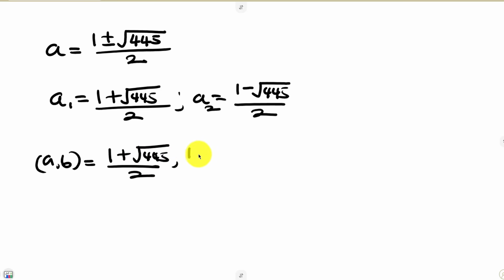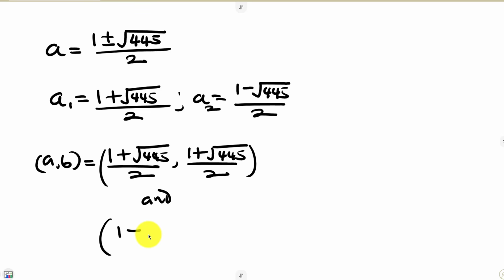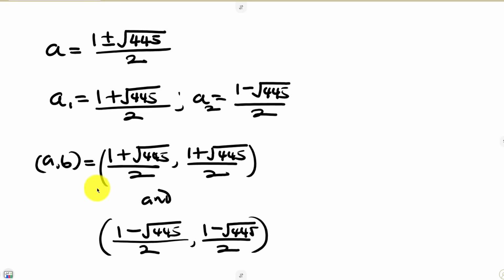b will be the same thing, 1 plus the square root of 445 over 2. And the other one will be 1 minus the square root of 445 over 2. And then b will be the same, 1 minus the square root of 445 all over 2. Very good. So these are our first set of solutions for a and b. Now let's move on to our case 2.